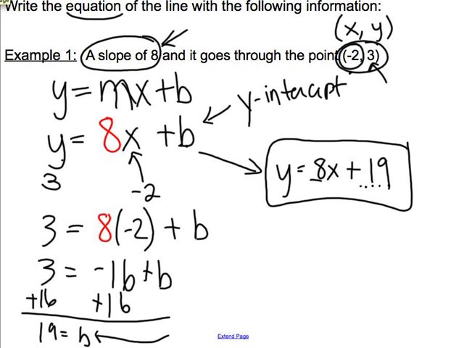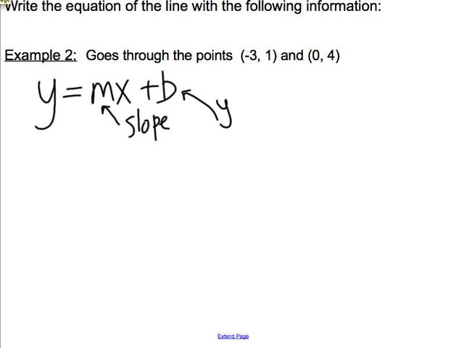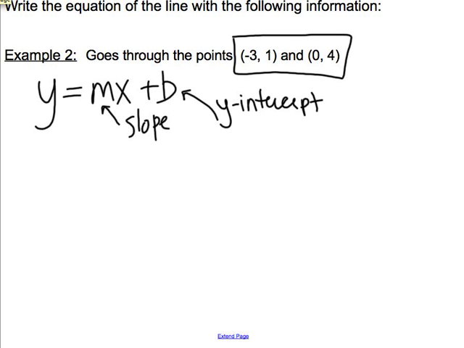So let's take a look at the next example. Now we're given 2 points. So remember, the goal remains the same. The goal is to find the rule mx plus b. Remember m is your slope, and b is your y-intercept. So I need to find these 2 things. Do you remember how to find the slope when given 2 points? To find the slope when given 2 points, remember we do the slope formula. We subtract the y's, and we subtract the x's, and we put rise over run. So we're going to subtract the y's and subtract the x's.